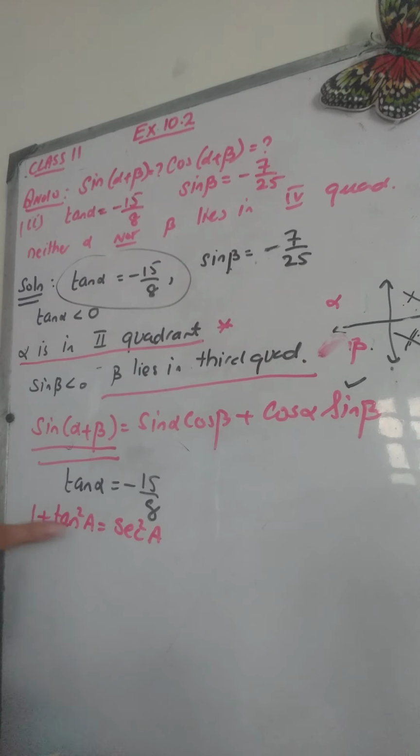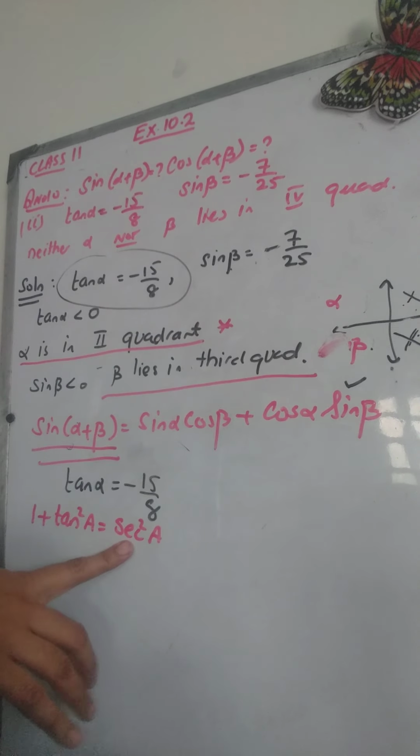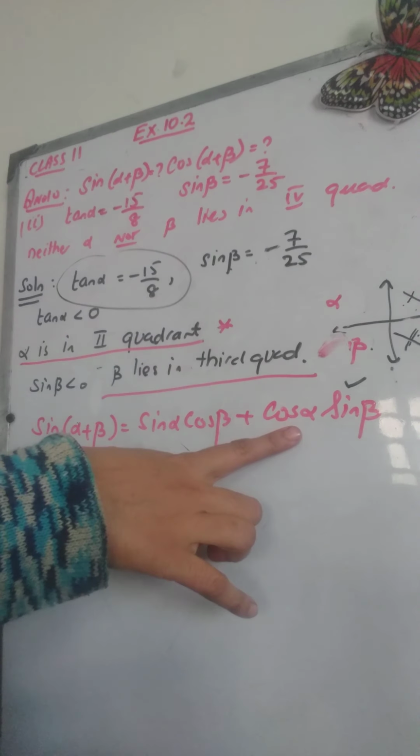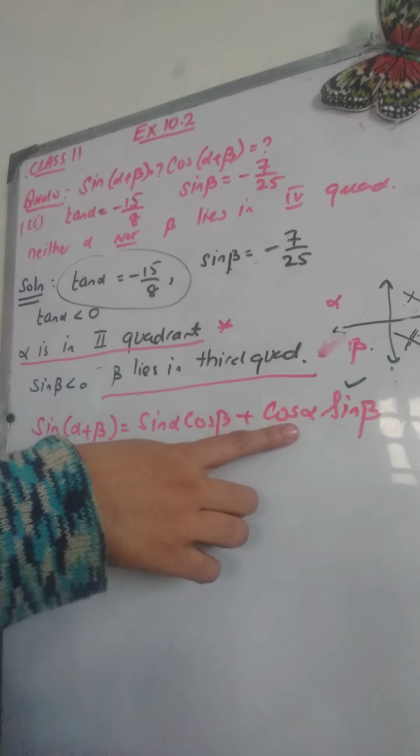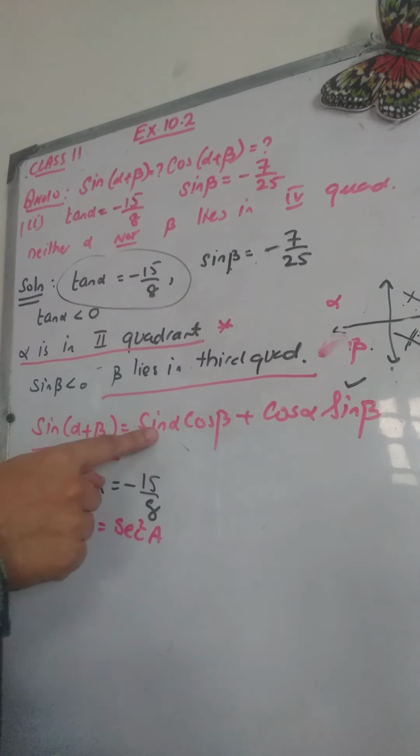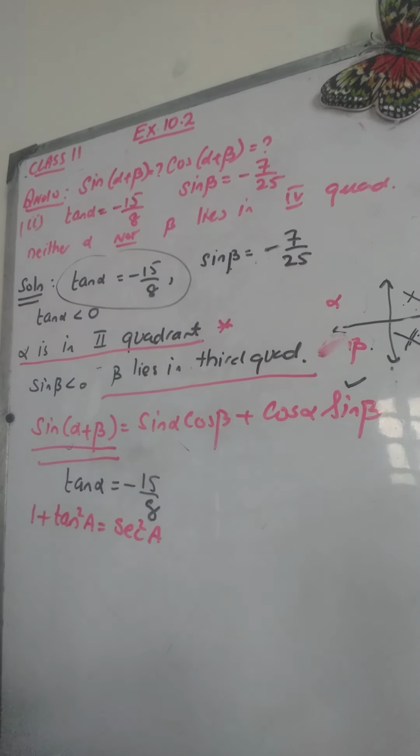With the help of this quantity we are going to get secant square alpha, because we are going to use tangent alpha equals negative 15 by 8 over here. After putting the value of tangent alpha, I am going to find secant alpha, and with the help of secant alpha we can find cos alpha. After finding cos alpha, using the first quantity, we can easily find sin alpha. So let's go for it.